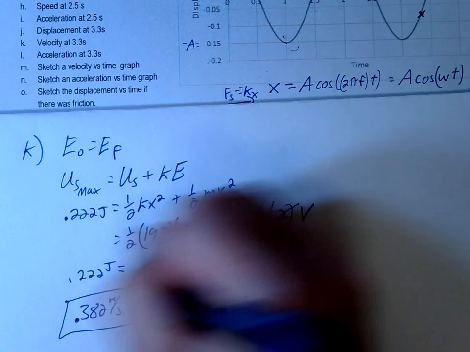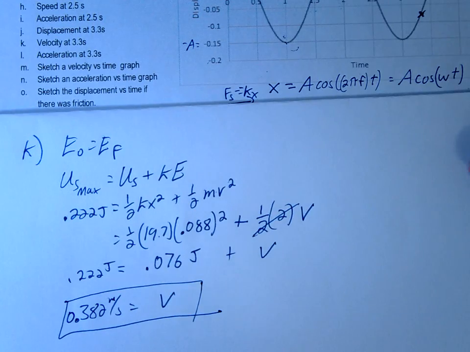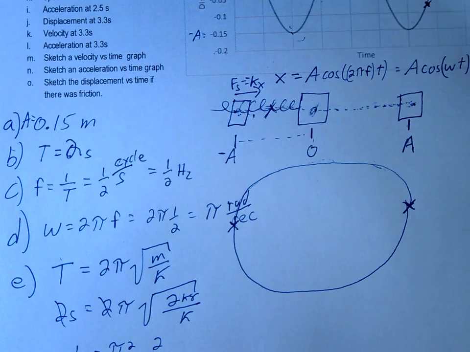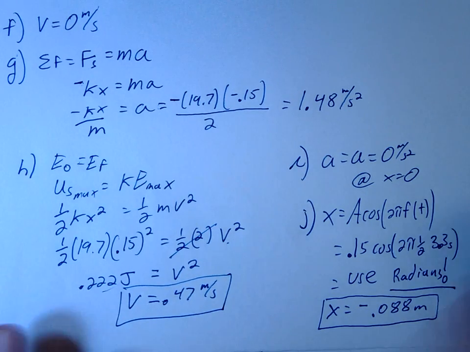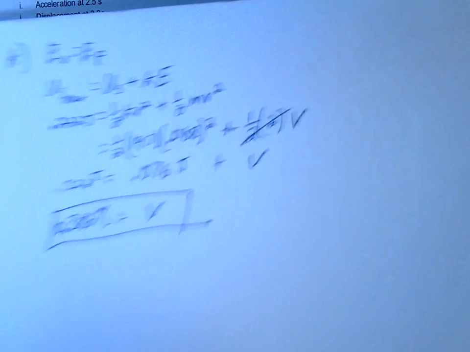You always want to make sure your answer makes sense. Let's go back to what we got for the max velocity somewhere. Max velocity, we got 0.47, so you do want to make sure that that's less than that, and in fact it is. So I think we're good.